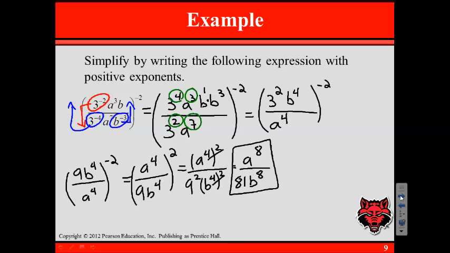Now there are other ways to work this problem in terms of what rule you use first, how you decide to go about the problem. I think this is the most straightforward way by simplifying inside parentheses. If you find that another way works better and you do other steps in a different order, that's fine, as long as you end up with the same result.